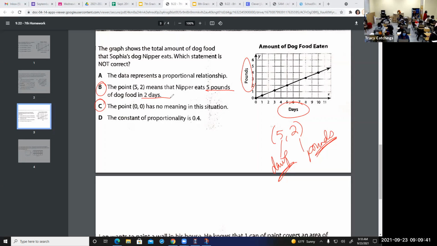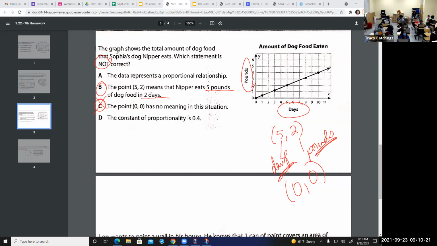Why you say C? The 0, 0. You sure it don't have a meaning? So now you know your X and Y is days and pounds. So if I put 0, how would that read? 0 days and 0 pounds. You sure that don't have a meaning? Can that be a meaning? 0 days and 0 pounds? That's a meaning. Questions?